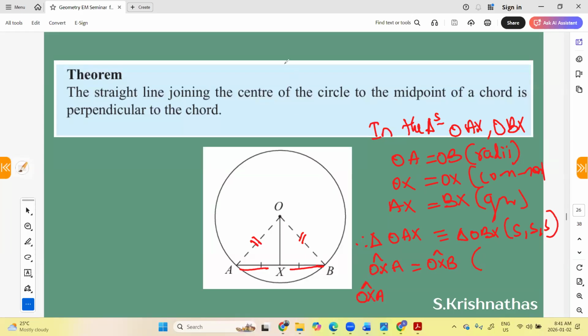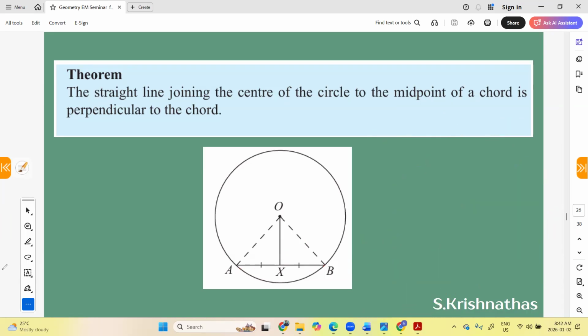But OXA plus OXB is 180 degrees, and both are equal. So 2 times OXA equals 180 degrees. So OXA equals how much? 90 degrees. If one of the angles is 90 degrees, this is perpendicular. This is the formal proof of the theorem. Okay, have you understood the formal proof of the theorem? Right, next.